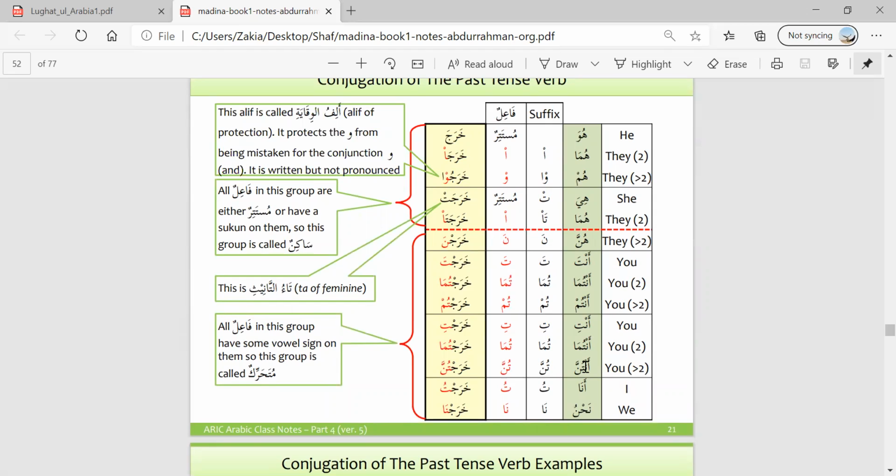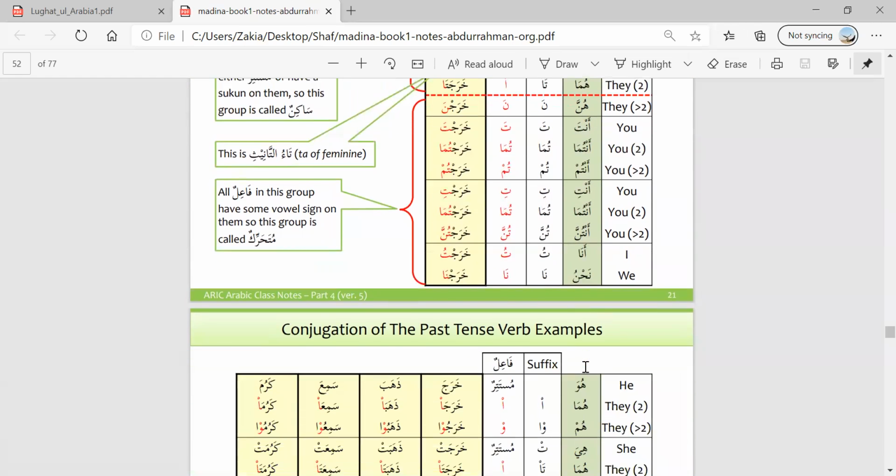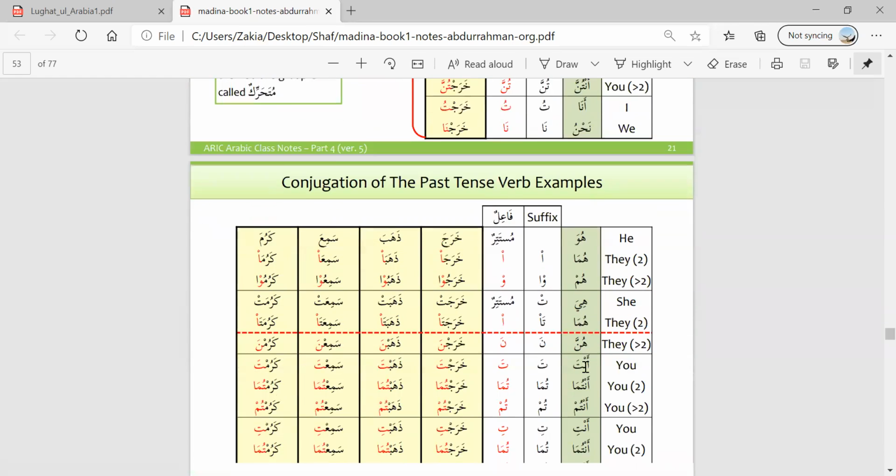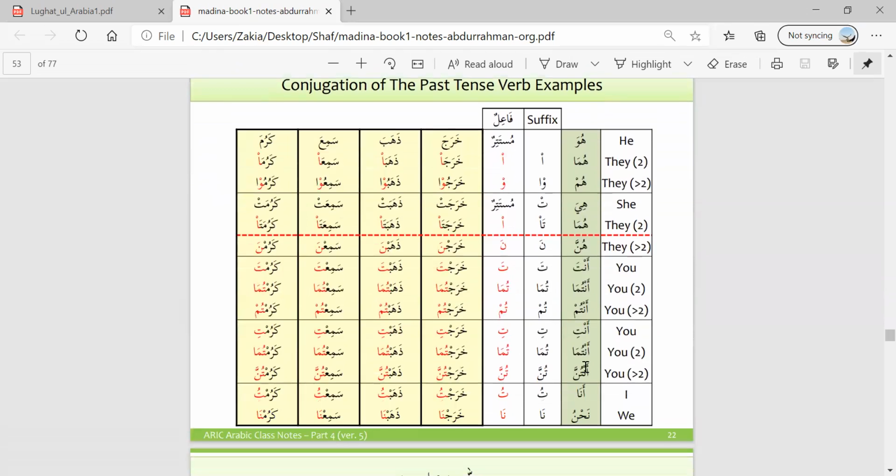And the difficult thing is that you have the dual and masculine and the singulars. And that's something that's tricky. You're going to have to remember that. Again, the same thing is repeated here with different verbs that you have here: kharaja, zahaba, sami'a, karuma. Okay, so here you have the four tenses, and you see the same pattern applies.